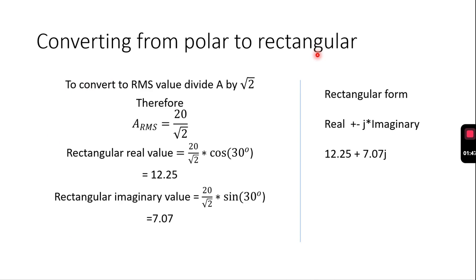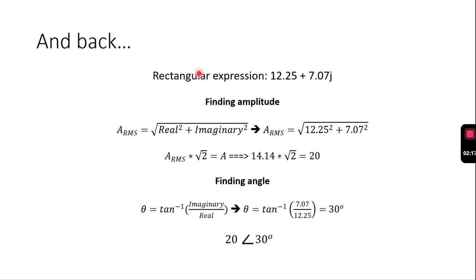Converting from polar to rectangular, we're doing this RMS value conversion first, which is just the amplitude divided by √2. Then we find the real value by the amplitude RMS multiplied by cos theta, or angle, and the imaginary value by the same equation, but swapping cos for sine. Now this gives us a rectangular form of one real and one imaginary value, and that's added together like this, j being the square root of a negative, as seen in Maths 141 if you have completed that. This is our rectangular expression I said here.